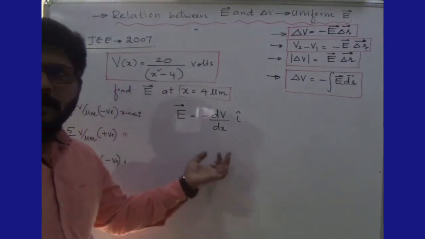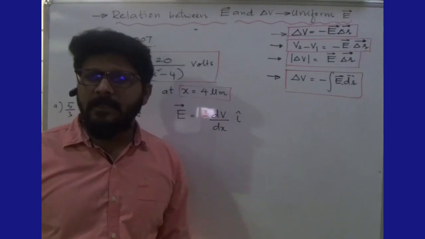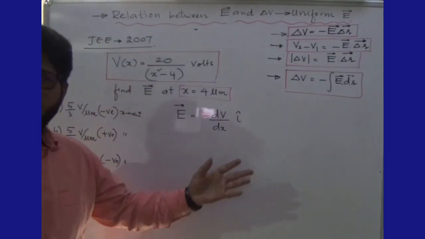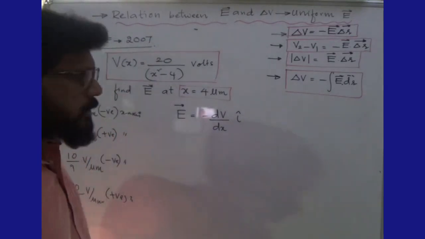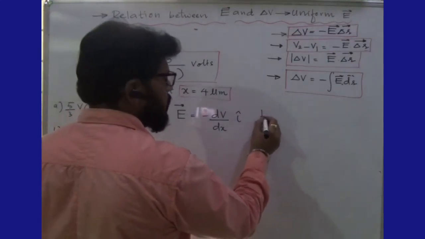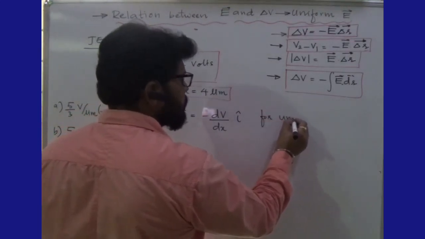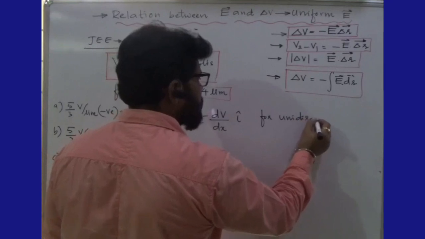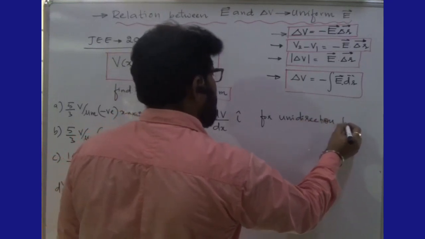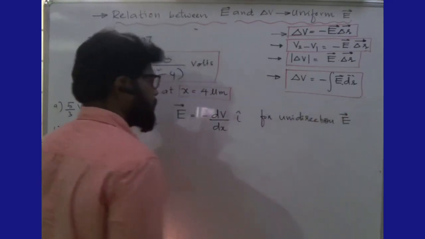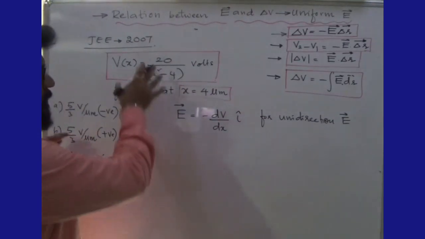Okay, ∂V/∂x I am not taking because it is a single direction. Directly we can take dV/dx into I cap for a unidirectional electric field. Now we have to differentiate this one.